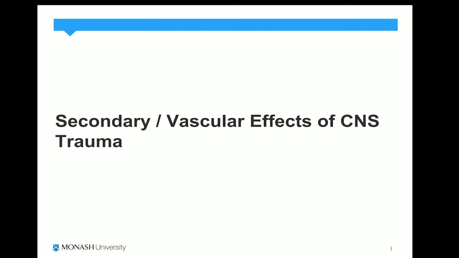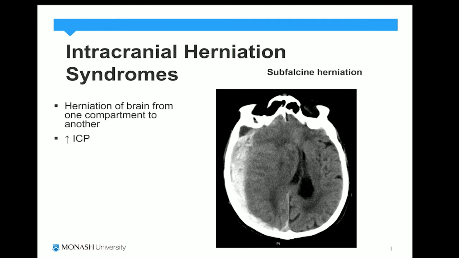Our secondary or vascular effects of trauma. As you've seen, there can be a midline shift. We call that herniation of the brain from one compartment to the other. And here we have what we call subfalcine herniation, where the falx cerebri shifts over to the opposite side. These patients normally present with increased intracranial pressure. So there's a bleed, and you can see that the midline, the subfalcine region, has moved over to the other side, and that's what we call herniation.